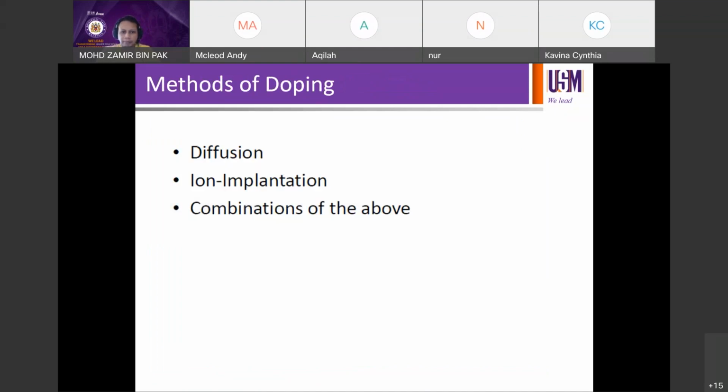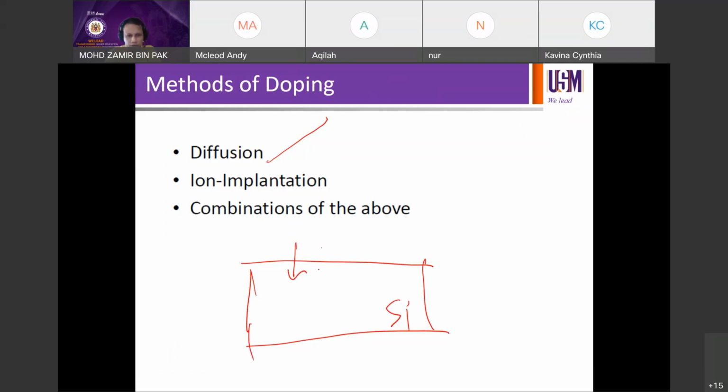So doping can be done by two approaches mainly. The first one is doping by diffusion. As we discussed in the previous class, you can diffuse your atoms into the silicon to form a junction. For example, if your wafer is p-type, then you're going to end up with n-type, and then you will have your p-n junction. On the other hand, you can also ion implant.